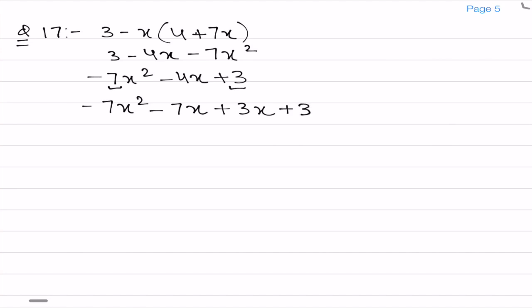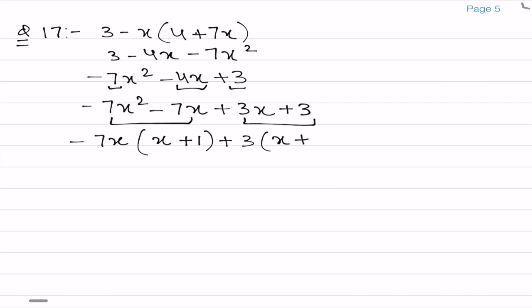Now again the grouping, the first two and the last two. So minus 7x is common. So what is left? x plus 1. In the last two, 3 is common. So x plus 1. So the factors are x plus 1 into minus 7x plus 3. So these are the factors of the given expression.